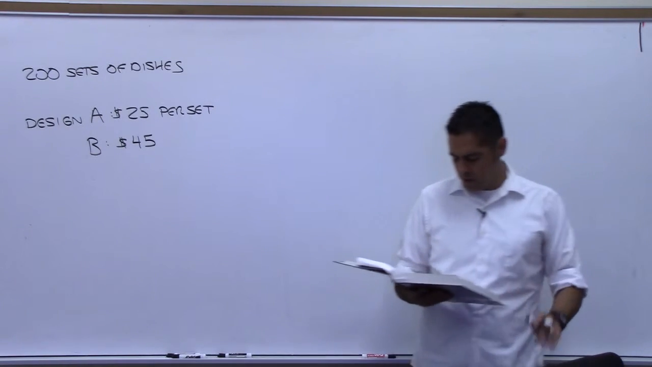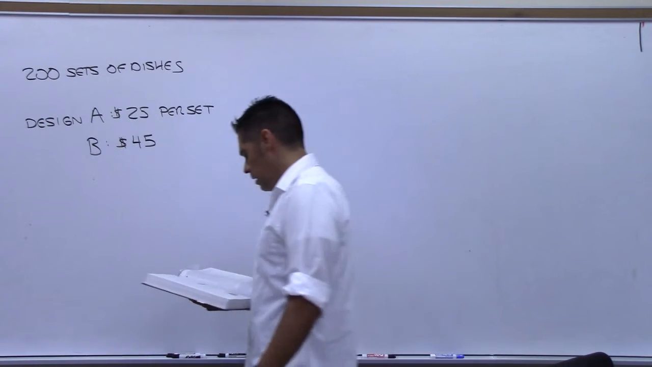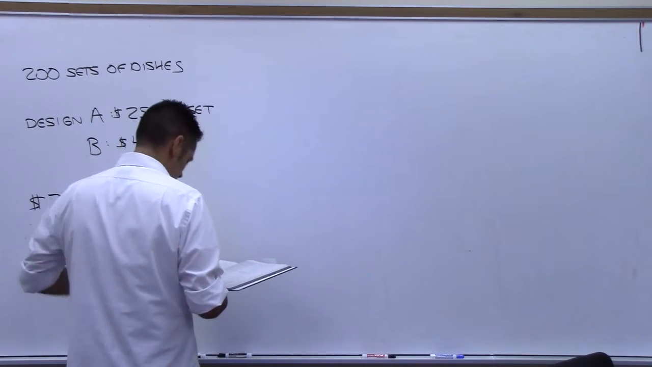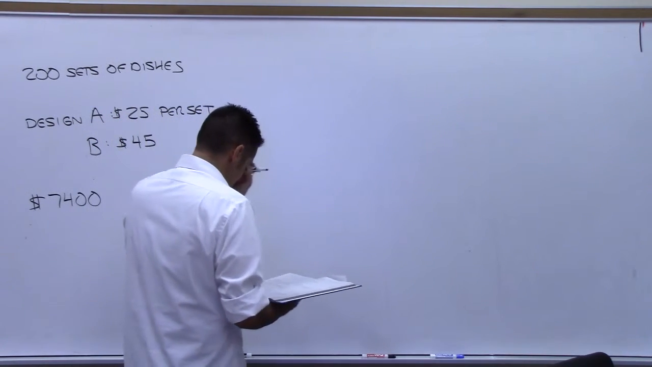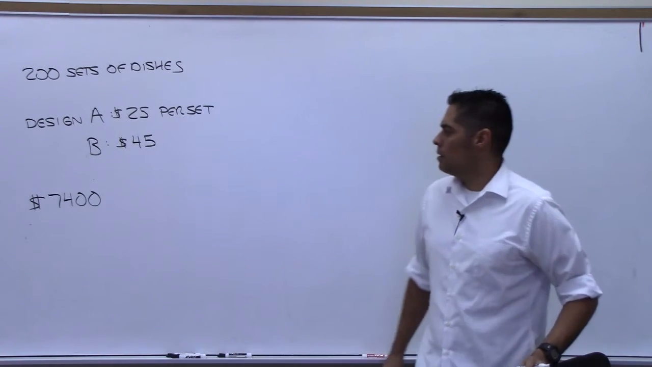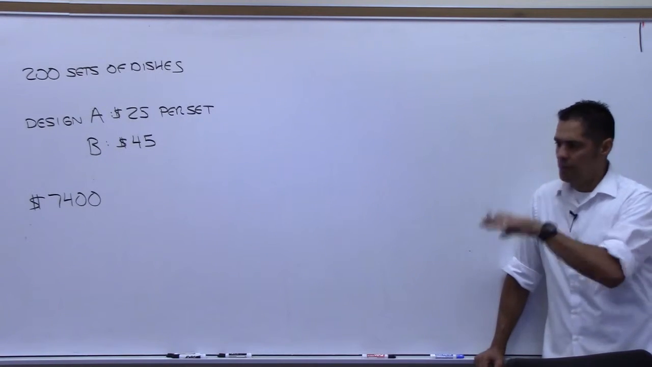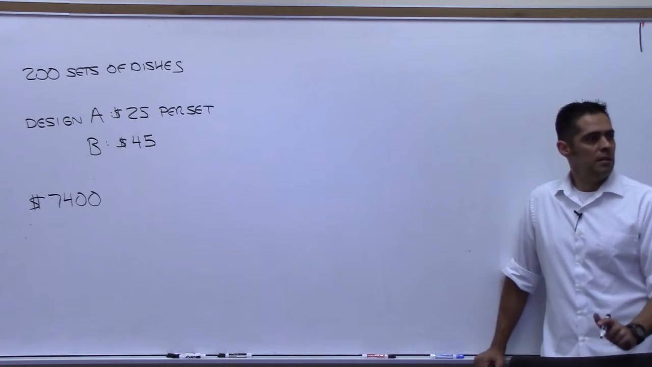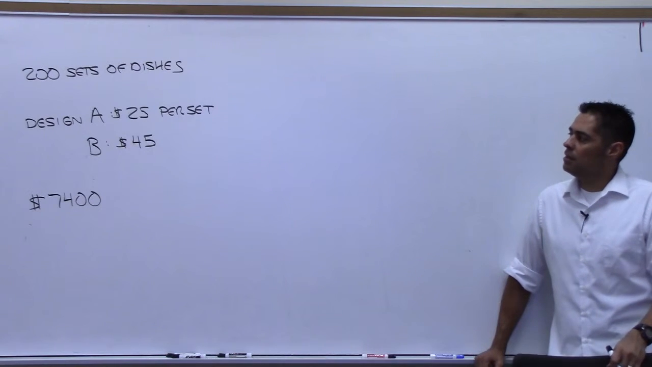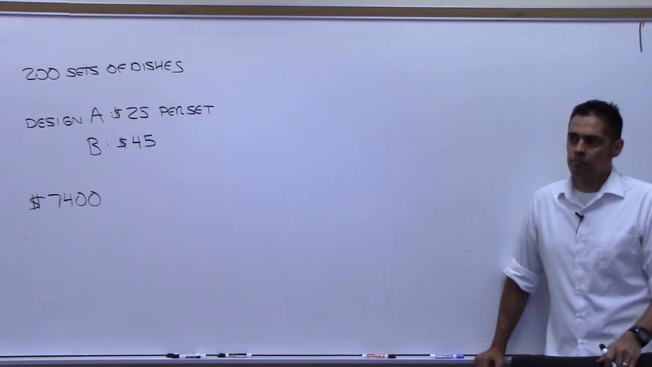If she has only $7,400 to spend, how many sets of each design should she order? Yeah, that's why it's kind of worded cool. So I guess what we're trying to figure out is, is there a way to spend $7,400 exactly and have 200 sets mixed with A and B? So A plus B must equal 200.